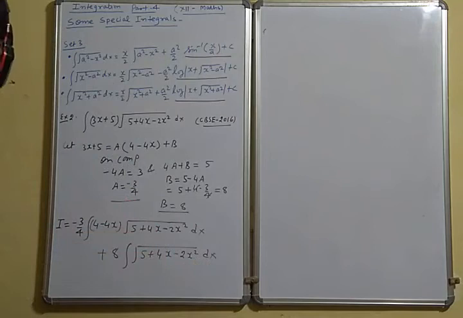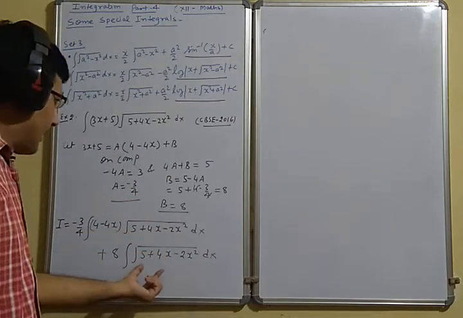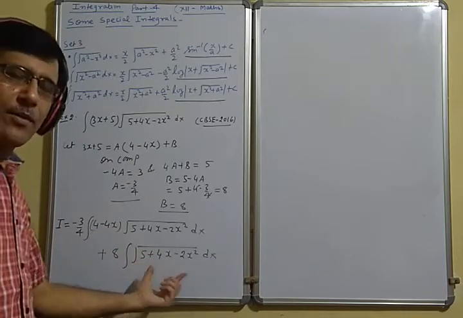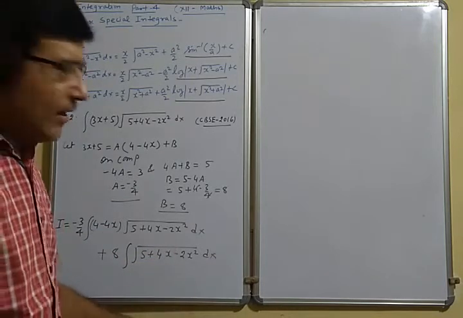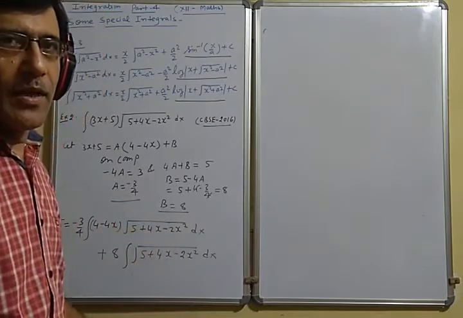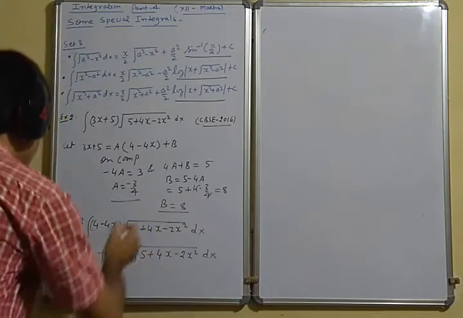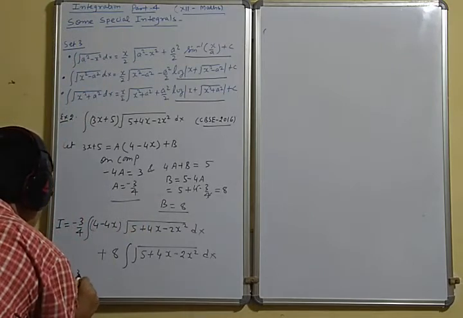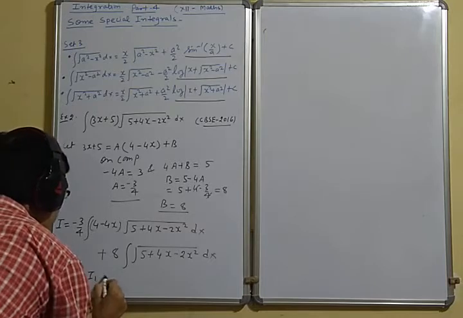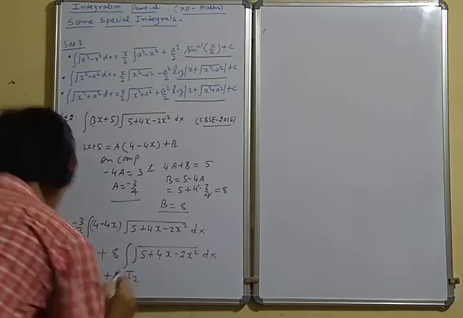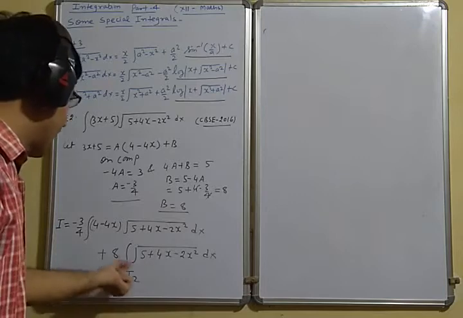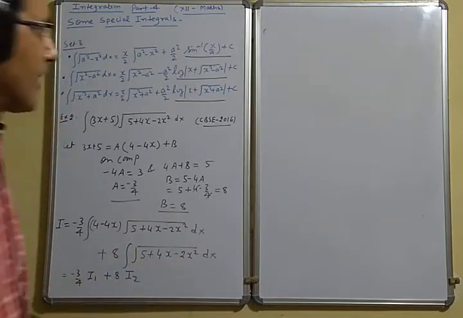This integration is lengthy, so it is better you take this as I1 and this as I2. We solve separately, or you can solve directly also. So take this as first one is I1: minus 3 by 4 I1 plus 8 times I2. Now we'll convert it into two different integrals. Minus 3 by 4 times I1 plus 8 times I2. Now let us see I1.